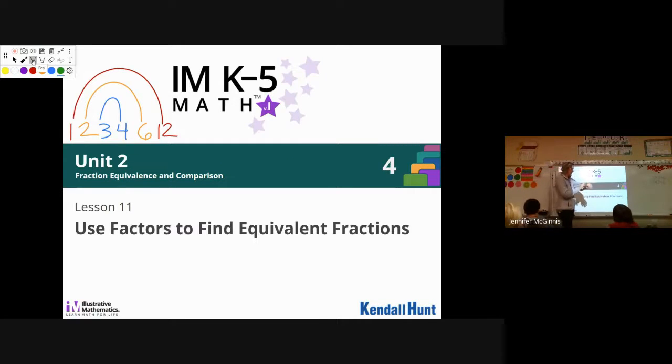If you can remember that the factors are the rainbow, the multiples are the list, your factors always start with 1 and end with whatever number you're working on. The multiples start with itself. Count by itself. Okay?